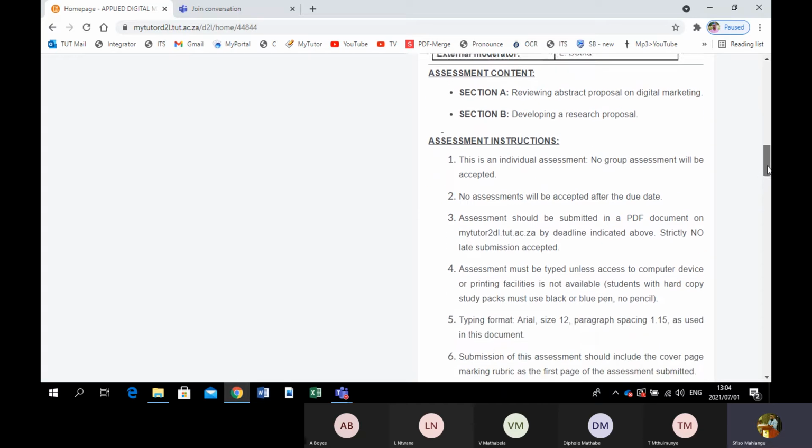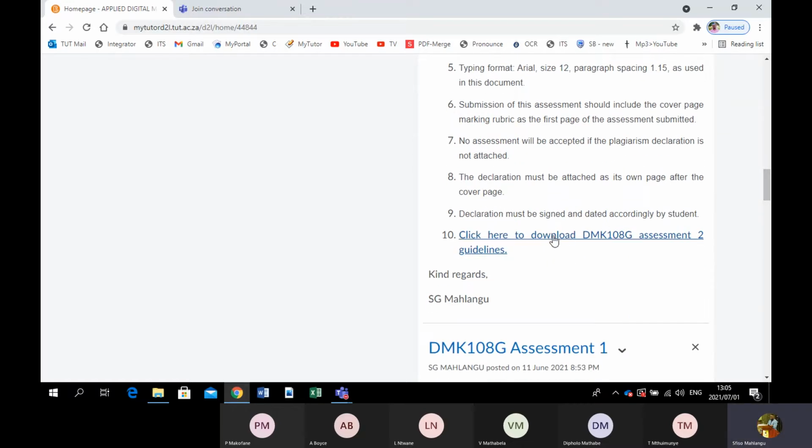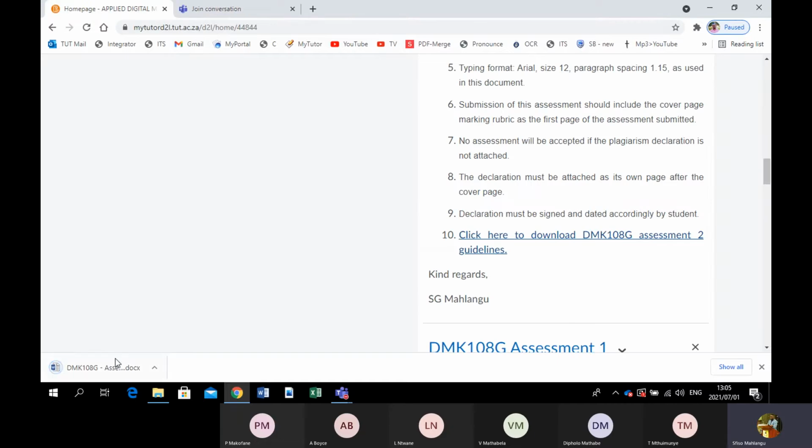And in this assessment, you have to review a research proposal. So reviewing is different than section B. In section B, you develop a research proposal. So what happens here is that in section A, you already have a research proposal abstract. So if you download the assessment itself here, just quickly download that. I'm just gonna save it on desktop. I already have it.